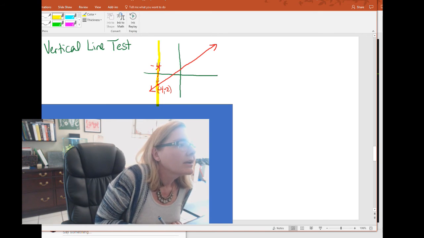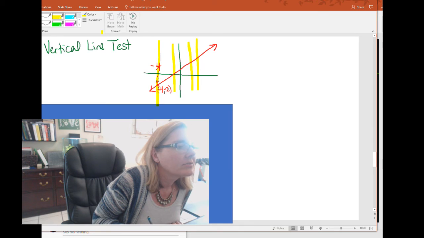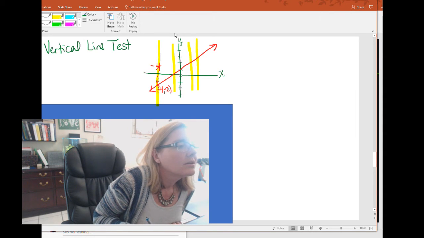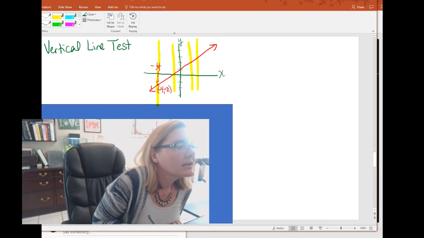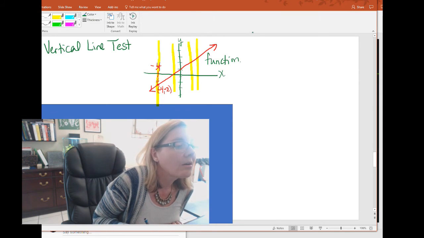So remember, we're trying to figure out if for every input I can predict exactly one output, and the answer here is yes. No matter where I were to draw a vertical line, we would never hit two different points. So we would never have two different outputs, two different y values. We're never going to have more than one y value on any of these yellow lines. So this one is a function. It passes the vertical line test, no double outputs.